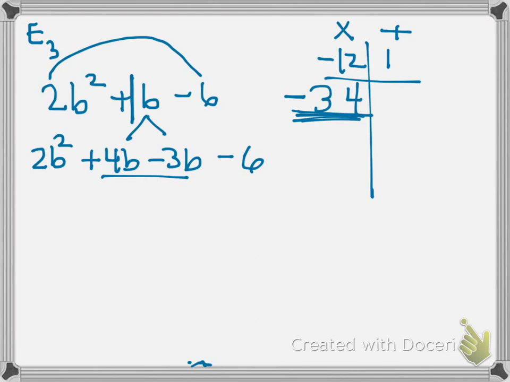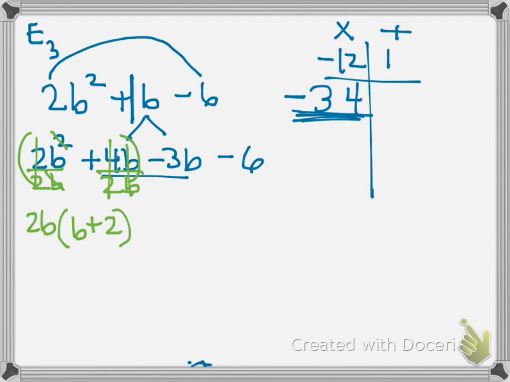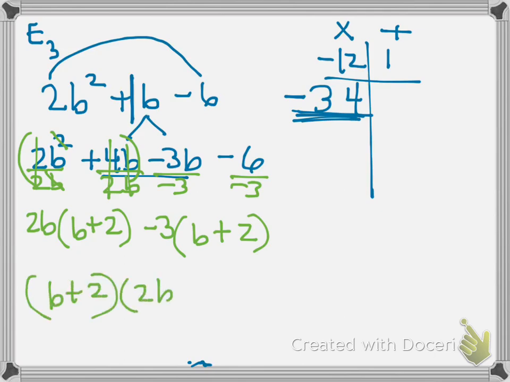Okay, and take a 2b out, because that's what they have in common. Divide it, cancel one of them, so I'm left with b, cancel, 4 divided by 2 is 2. All right, what can I take out? Negative 3b minus 6. Take out a negative 3. You're left with b plus 2. And final answer, b plus 2, 2b minus 3.